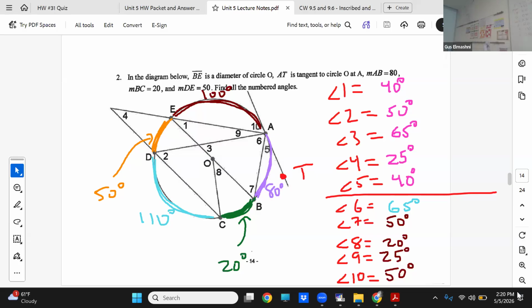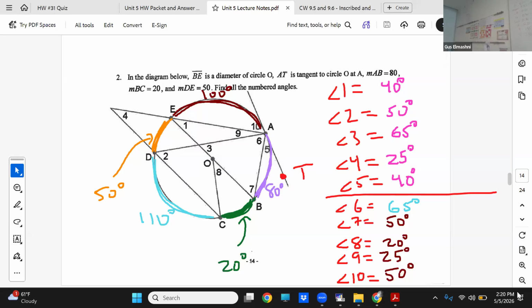So half of 100 minus 50 is 25. Angle 5 is 40 because it's half of the purple. It's a tangent and secant. Angle 6 is half of the turquoise or light blue and green, so half of 130, sorry, 65. Angle 7 is half of the maroon. That's 50.